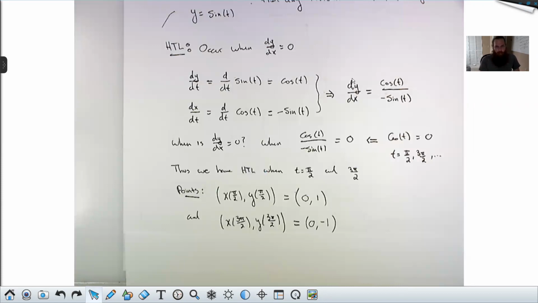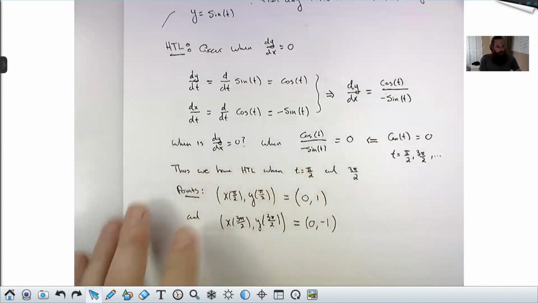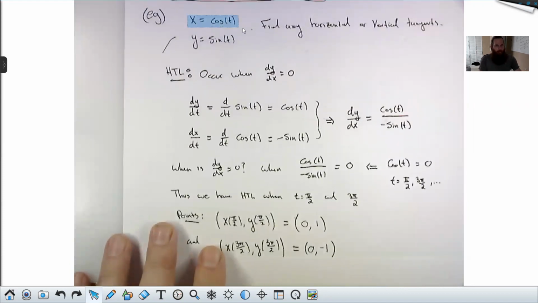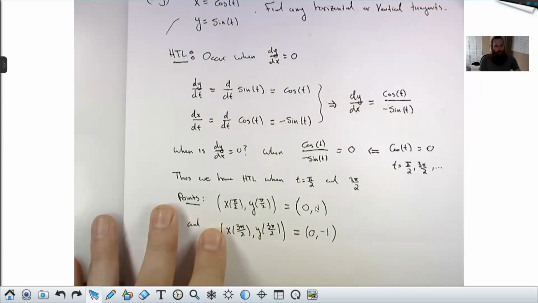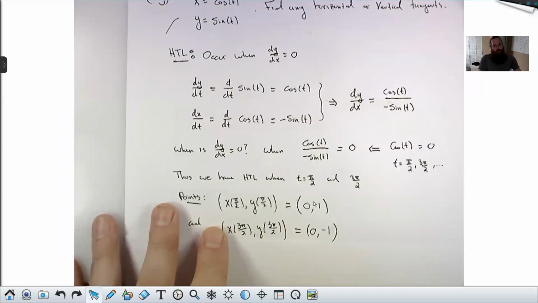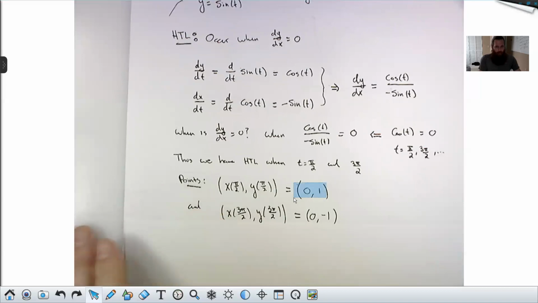Horizontal tangent lines are places where dy/dx is 0. dy/dx is cos t over negative sine t, so that will be equal to 0 when the top is 0, which happens at these t values. We plug these t values into the original x and y equations to find the points. So x at pi over 2 is cos of pi over 2, which is 0, and y at pi over 2 is sine of pi over 2, which is 1. So you get the point (0, 1) by plugging these t values in, and you get the other point (0, -1) by plugging the other t value in.